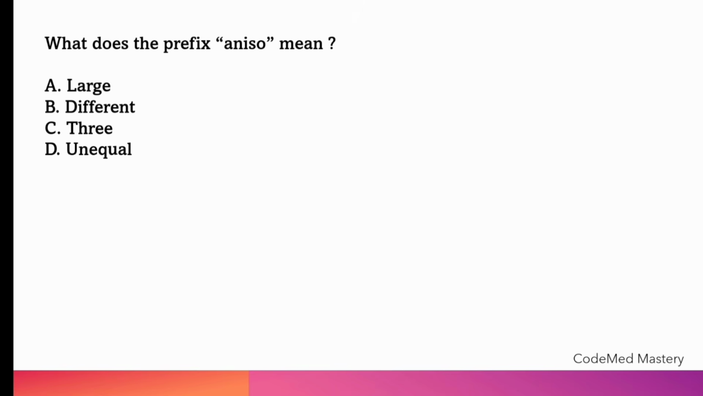First question, what does the prefix aniso mean? Option A large, option B different, option C 3, option D unequal. The correct answer is option D unequal. The prefix aniso means not equal. It is commonly used in medical and scientific terms to indicate unevenness or inequality in size, shape or distribution. Next question.